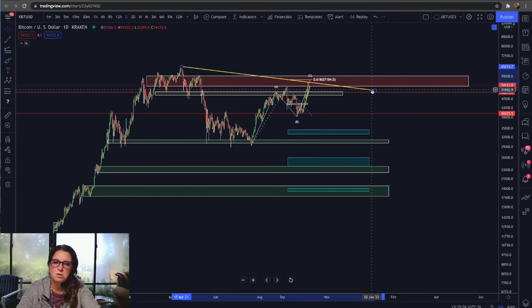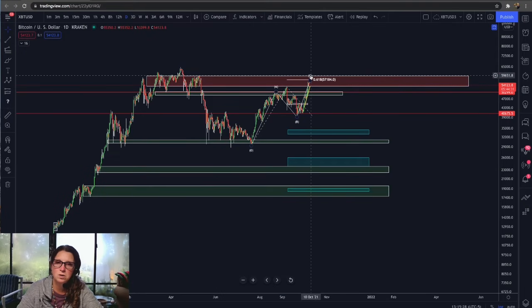So pay attention here, guys, because there are still counts on the table. I know that everybody wants the mega bull, so do I. But let's not get one-sided, okay? Because there's always a bear and there's always a bull case.